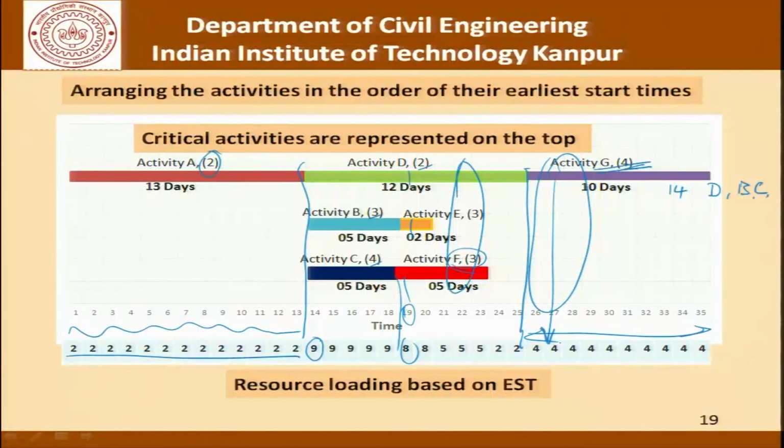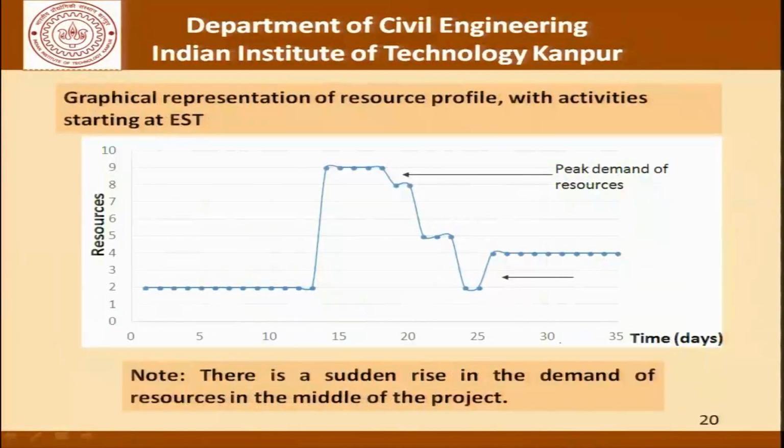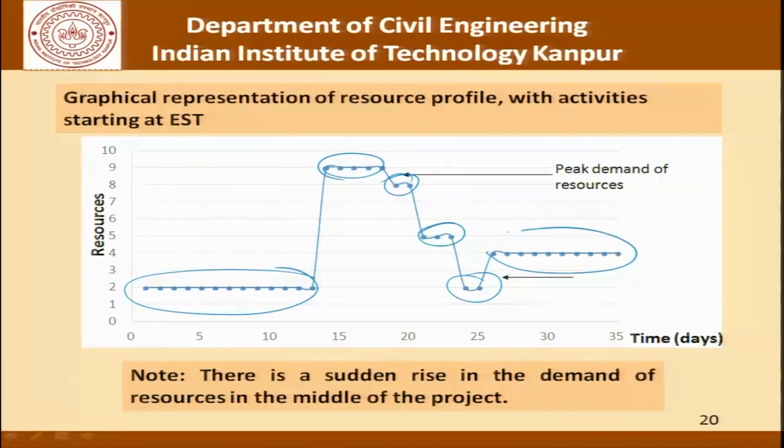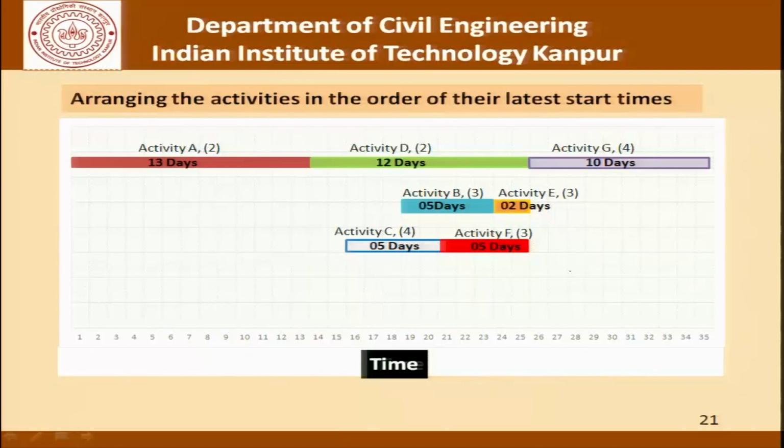Now if we represent this labor deployment on the time axis, this is what we get. So we have 2 people here, increases to 9 here, goes to 8, 5, drops to 2 and then goes back to 4. What we have to see is whether this is the most desirable form of labor deployment or not. In order to be able to do that, let's try something else. Let's try to schedule the activities so that they start at their latest starting times.